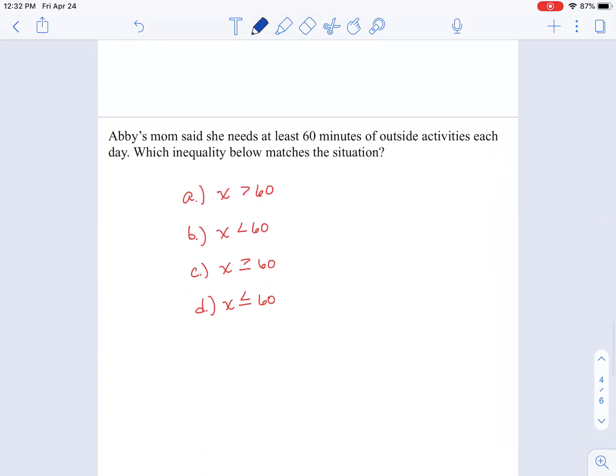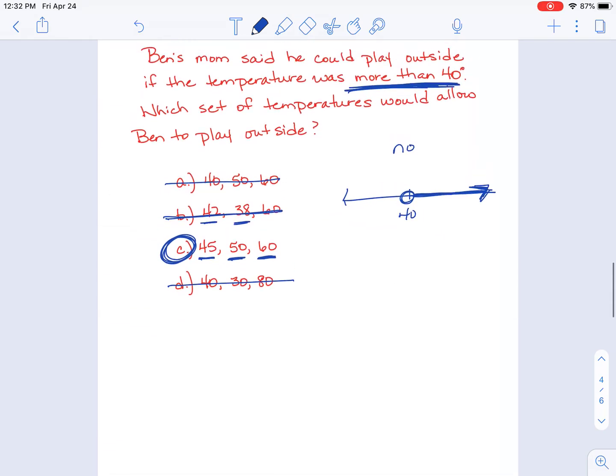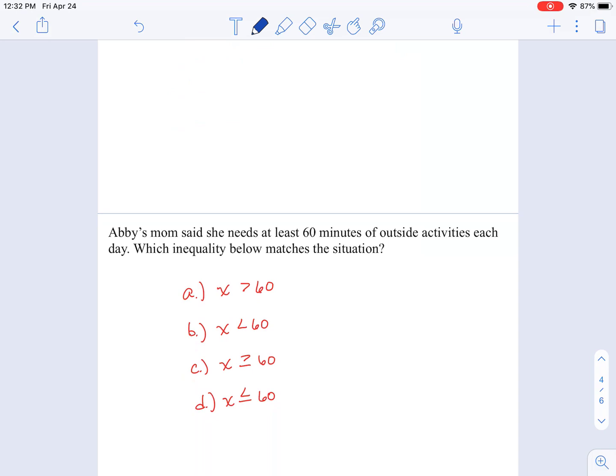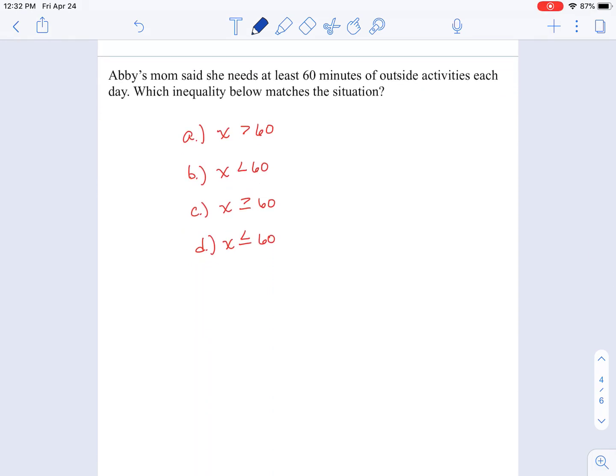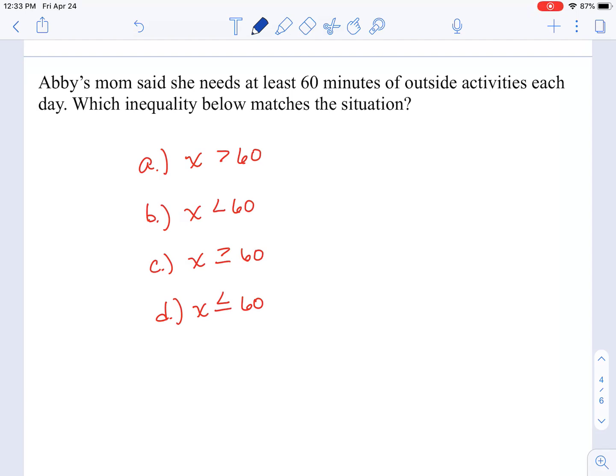All right, we've got one more. And notice this one up here, you were picking numbers. Here you have to actually write the inequality, which definitely graphing it or putting it on that number line really helps. So let's look at our situation. Abby's mom said she needs at least 60 minutes of outside activities each day. Which inequality below matches the situation? Now, there's that at least.